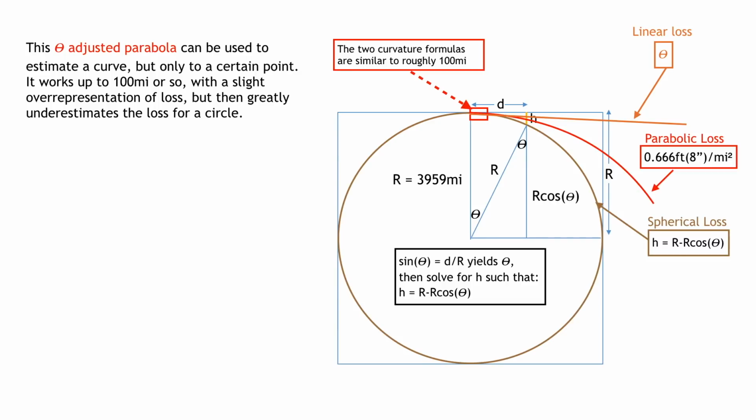It works up to about 100 miles, as you can see, and then it just starts to fall away. You cannot make that come back into a circle. So it has a slight overrepresentation of loss, but then greatly underestimates the circle as it goes on. So again, the two curvature formulas are roughly similar to 100 miles, and then they start to break down. Whereas our linear loss, you can see that what we actually lose within our linear world is way up there.